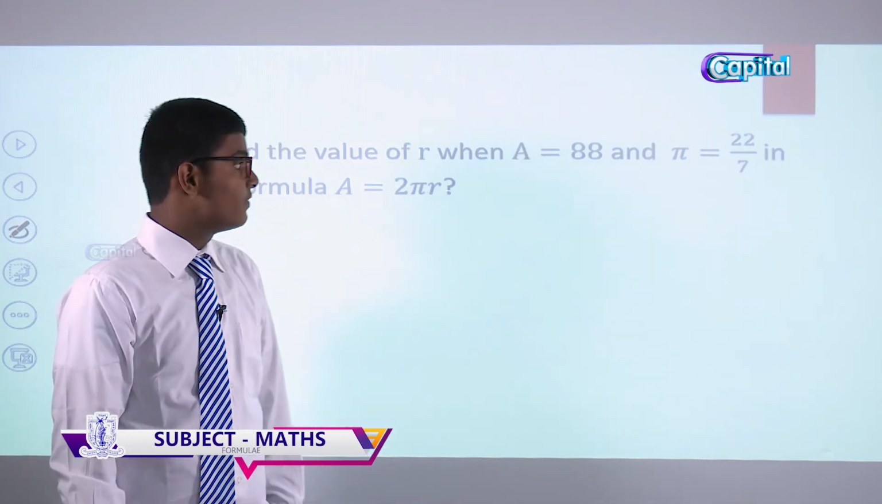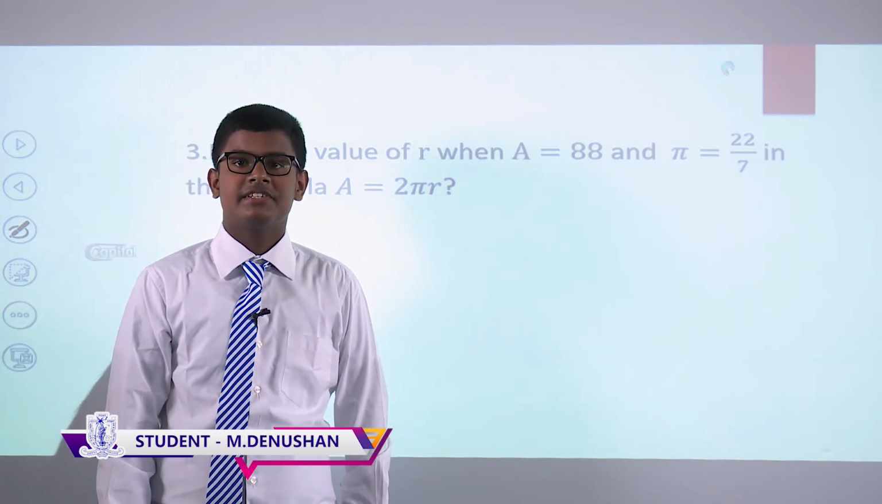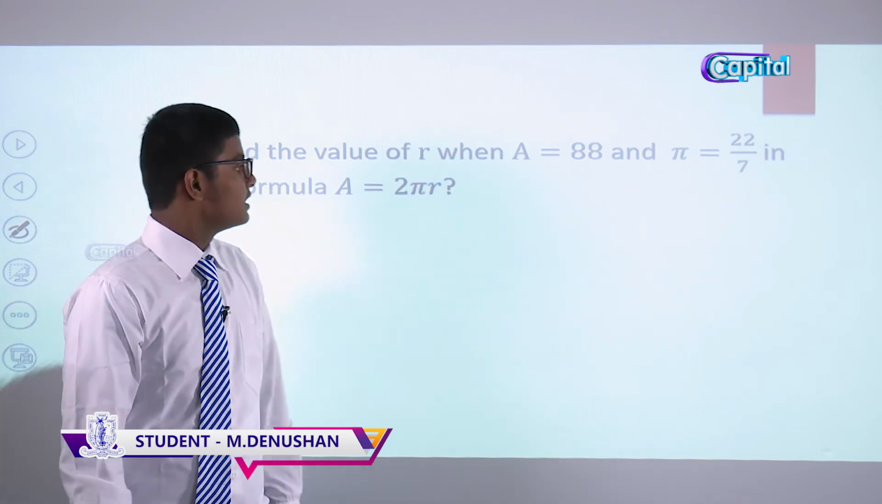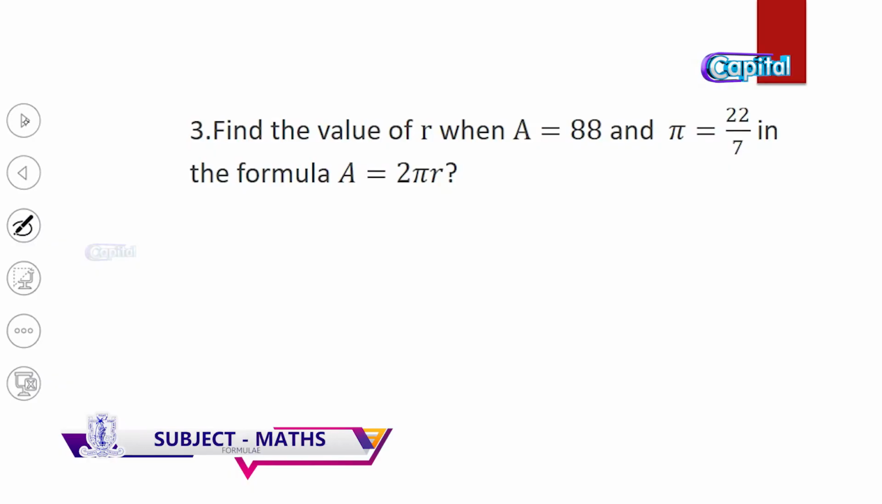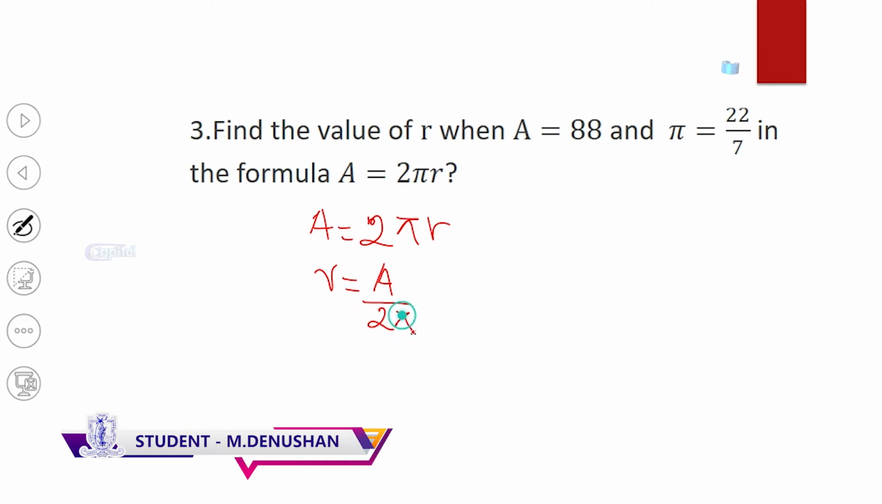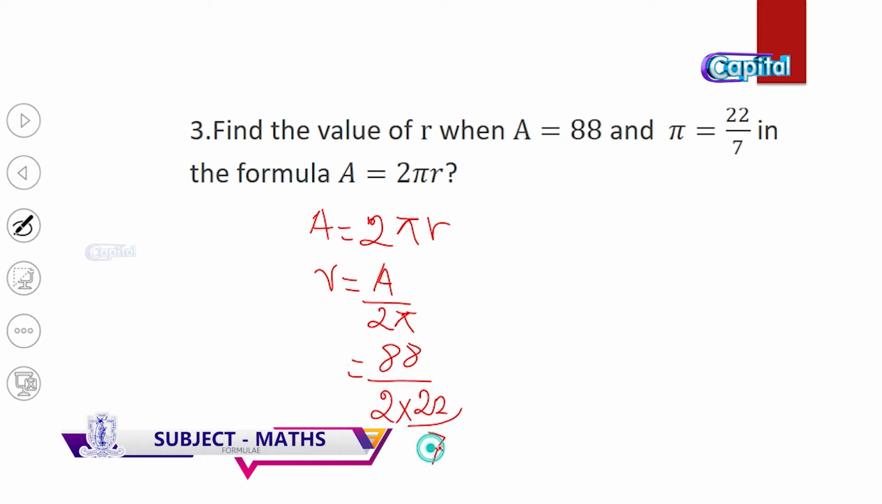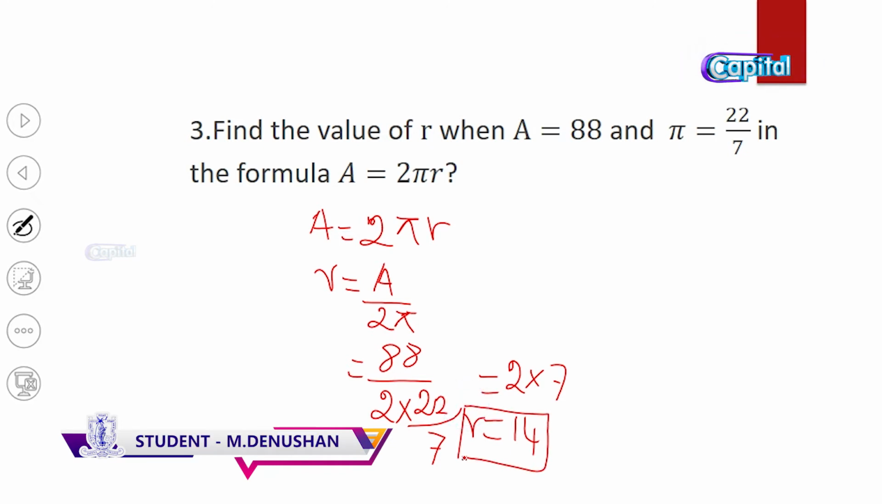In the formula we have to find the value of r when a is equal to 88 and pi is equal to 22 by 7. In the formula a is equal to 2 pi r, first we have to make r the subject. r is equal to a over 2 pi. Then we can substitute the values directly. r is equal to 88 over 2 into 22 by 7. By simplifying we obtain the answer 2 into 7. The answer is 14. Therefore r is equal to 14.